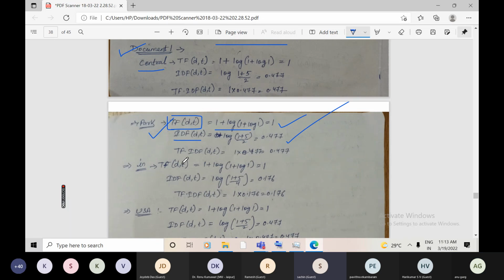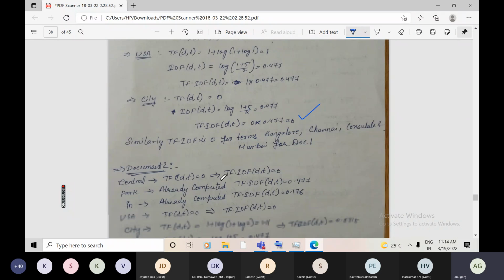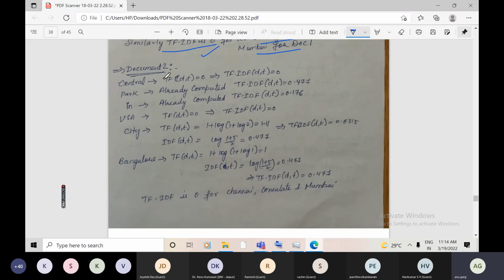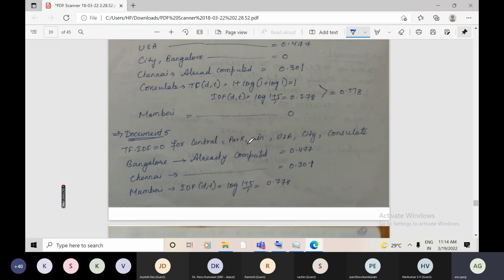Is this log base 2 or log base 10? It's base 2. Then you find TF into IDF. For all the terms you find out. And here TF-IDF is 0 for other terms, because Bangalore, Chennai and so on are not appearing in document 1. Similarly, for document 2 we find the TF-IDF values, document 3 also, and then document 4 also, then document 5.